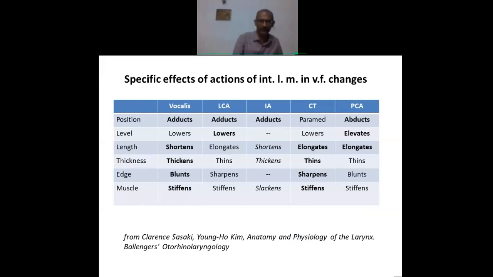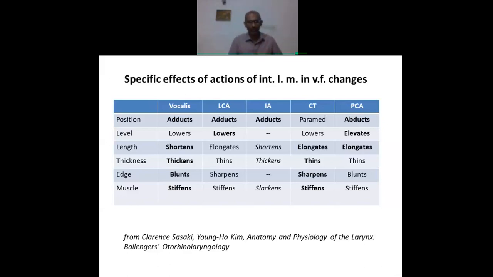Just quickly going back to this, you can observe it again here: the thickening and the blunting. This is important to remember. Why? Because each effect on the vocal fold is necessary to create a certain effect on the voice in terms of the parameters of voice, which we'll see in due course. So this should be imprinted in your mind. What do these muscles do? The vocalis adducts, of course, but also shortens the length, thickens and blunts the vocal fold edge.